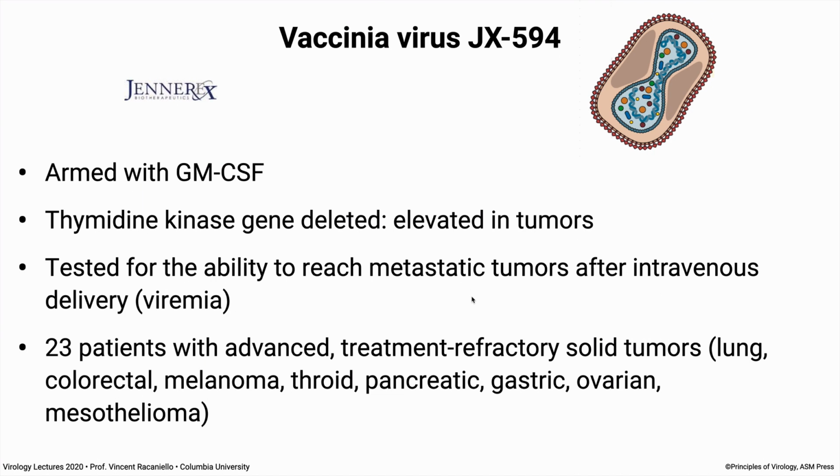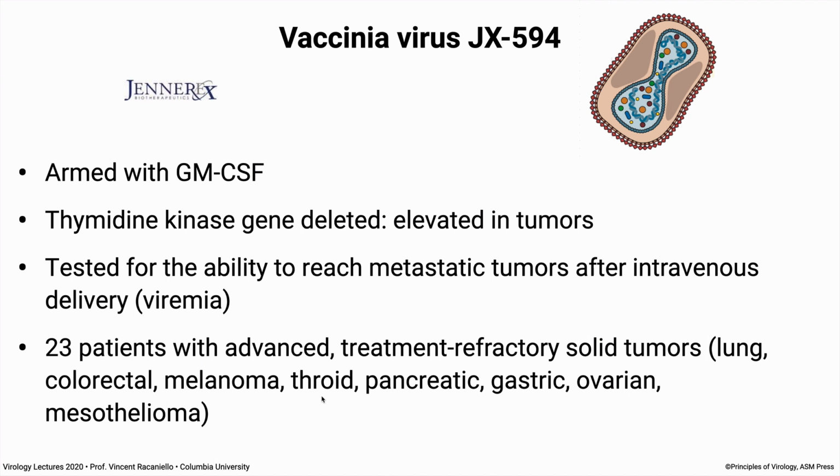A couple more just to give you an idea of the breadth of this. Vaccinia virus, JX594. This is a company called Jennerex, named after Edward Jenner. And these vaccinias have GM-CSF. The TK is deleted, and this is for targeting tumors that have elevated TK. And here they want to know, if we put this virus intravenously, will it reach metastatic tumors? Because you can't always inject them into tumors.